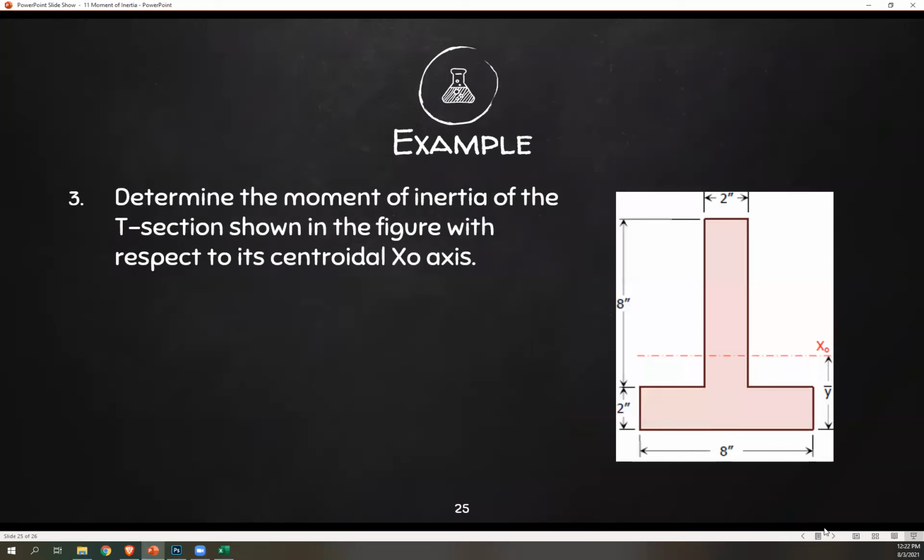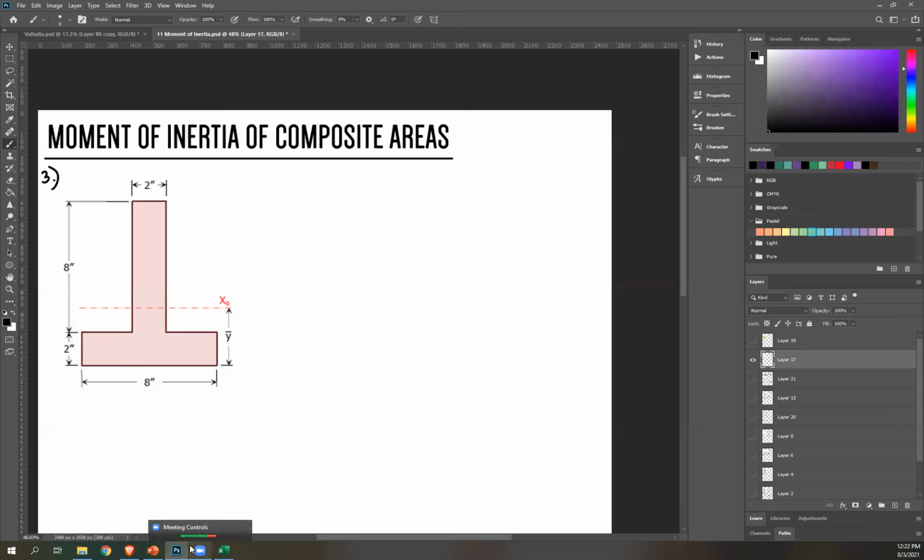Determine the moment of inertia of the T section shown in the figure with respect to its centroidal axis. So moment of inertia about the centroidal axis. So first, I need to find the centroid because I don't know the centroidal axis. And remember, to get the centroid, almost the same steps as moment of inertia, you divide your shape into simpler shapes. So let's do that. We'll divide it this way. As you can see, we immediately have 2 rectangles.